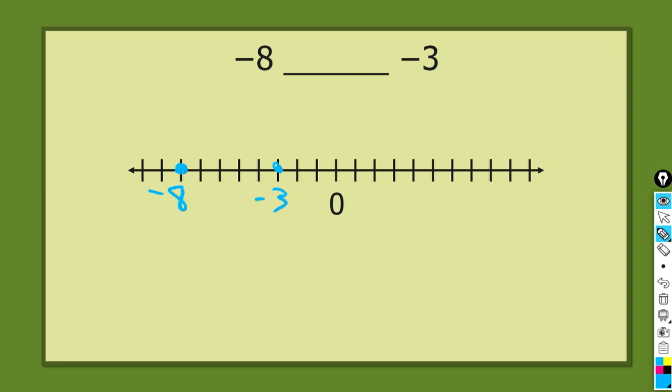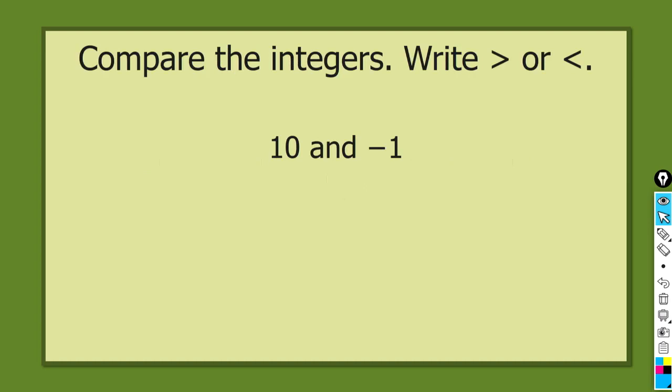The negative 8 is to the left of negative 3, so it is less than. So if both of the numbers are negative, then you visualize them on the number line, remembering that less than is to the left. What about 10 and negative 1? Well, the 10 is a positive number, so it is greater than any negative number.